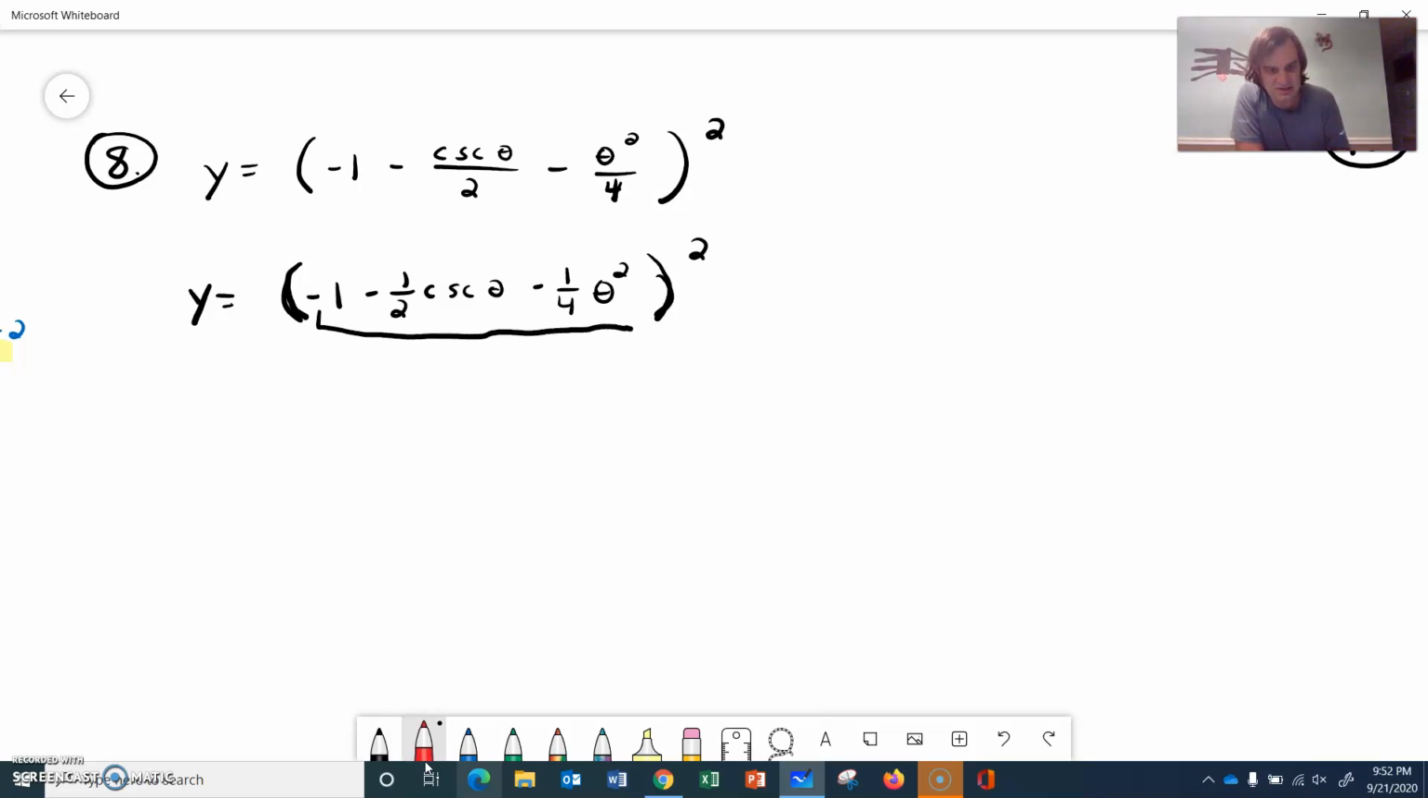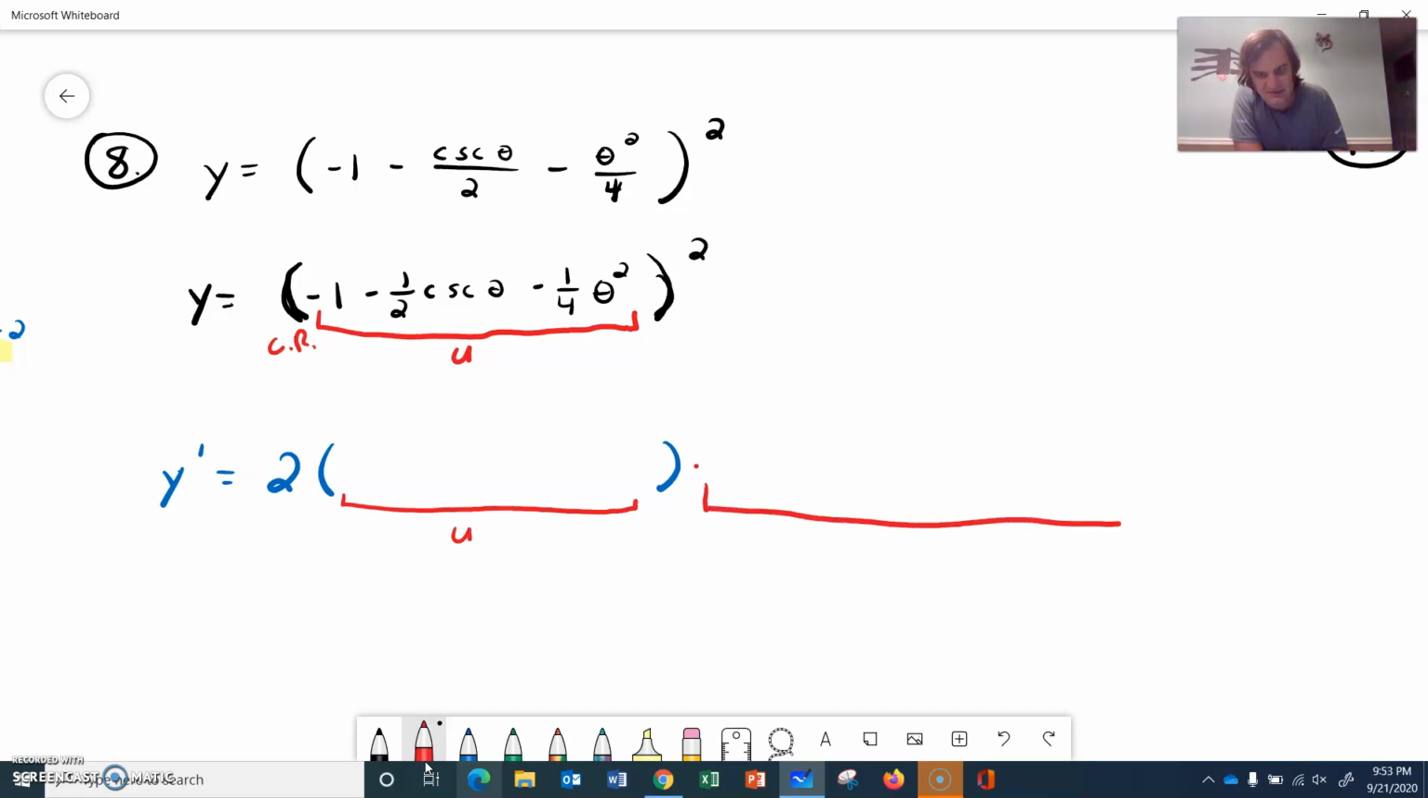So we're going to do a chain rule. So what do we got? I'm going to do y prime. We're going to take care of the power rule first. So the 2 comes out front, and then it'll be to the first, and the u will go back in, and then it'll be times a u prime, however long that might be. My u was -1 minus 1/2 cosecant theta minus 1/4 theta squared.